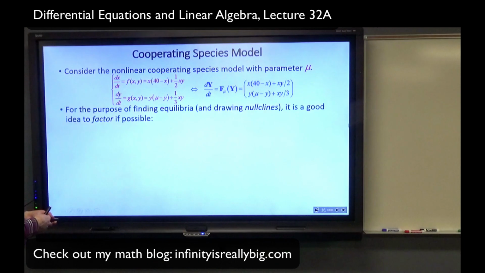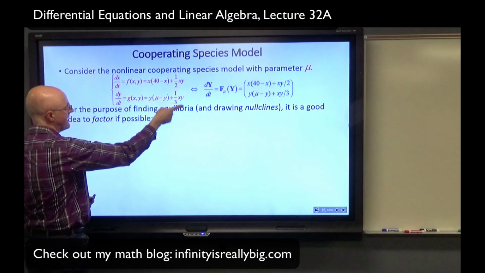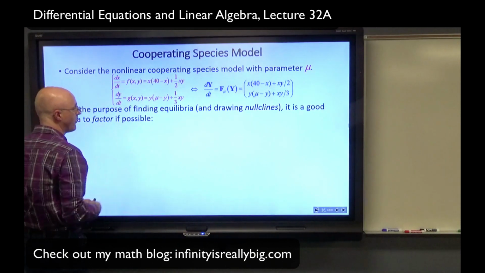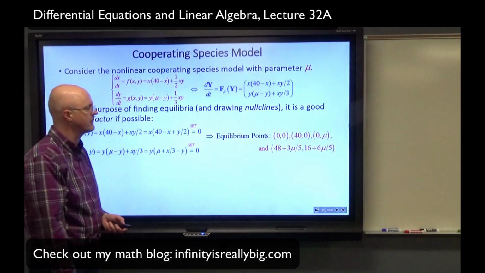As always, for the purpose of finding equilibrium points and drawing nullclines, it's a good idea to factor, if possible. The right-hand side of the dx/dt equation has a common factor of x that can be factored out. The right-hand side of the dy/dt equation has a common factor of y that can be factored out. That helps us solve for the nullclines. And just like before, there are 4 equilibrium points, 2 of which depend on the parameter mu.